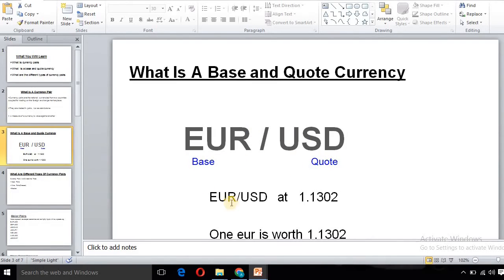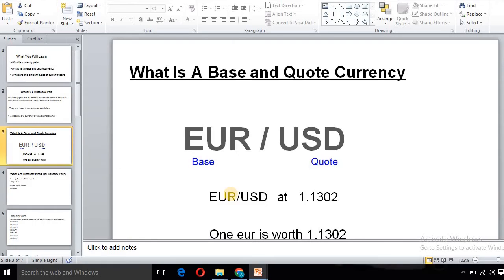What does this mean? This means that, let's say you see something like Euro slash USD at this price. What it is telling you is that 1 euro is worth 1.1302 dollars. That is the equivalent. So what this is telling you is that you need 1.1302 dollars to buy 1 euro. For you to buy 1 euro, you need 1.1302 dollars. That is what this is actually showing you.